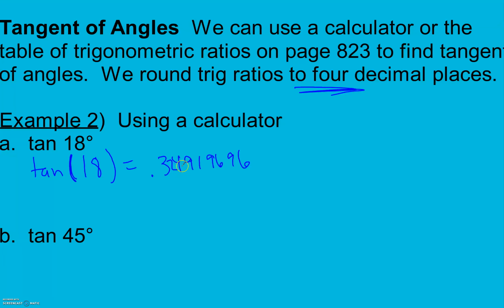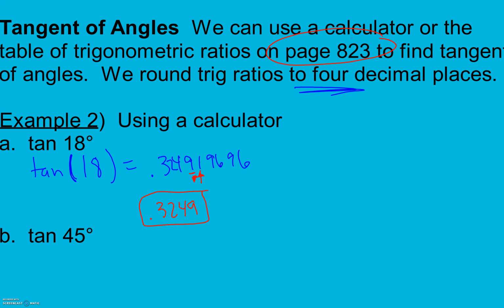So we look here, 1, 2, 3, 4. The number after it is a 1. 1 rounds down, so we're going to keep it at 0.3249. And if you use the table on page 823, you would have gotten to the same value. We just won't have that available all the time.